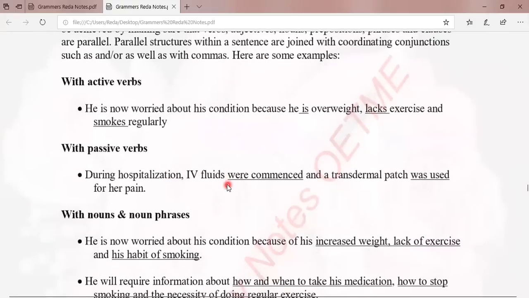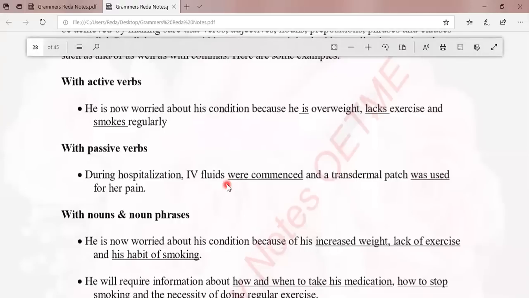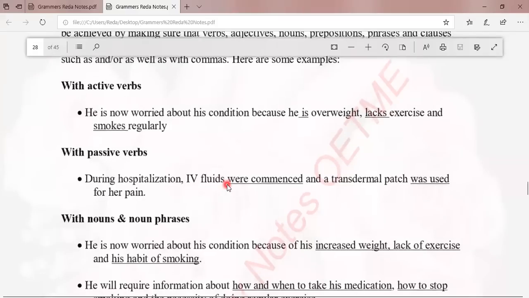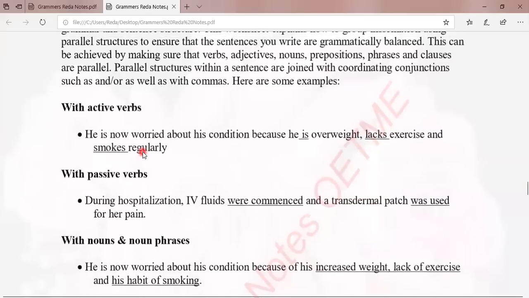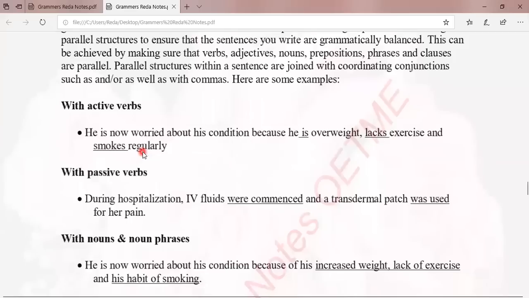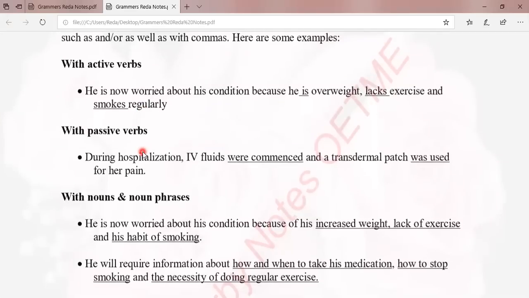During hospitalization, IV fluids were commenced, and another sentence, Dr. George, don't forget, and a transdermal patch was used. This is parallel use. Okay, he is now worried about his condition, but he is overweight, or because he is overweight, comma, lacks exercise and smokes regularly. So this is called parallel structure. With passive verbs, during the hospitalization, IV fluids were commenced and a transdermal patch was used for her pain.